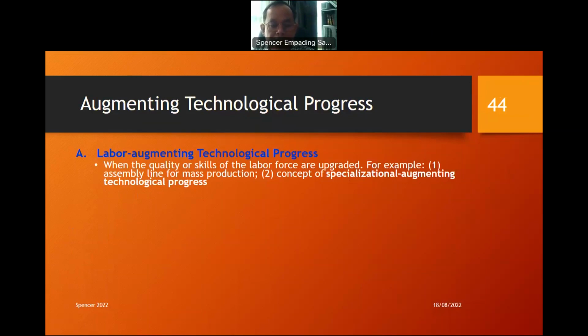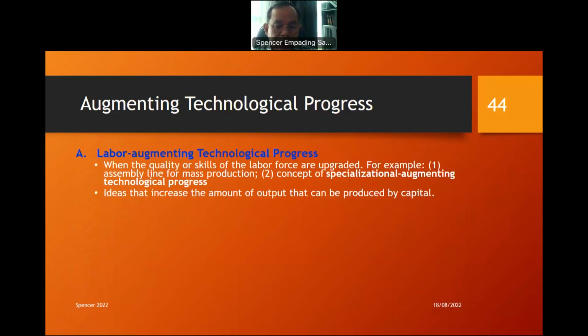Also, the other thing is the concept of specialization. Specialization augmenting technical progress. In other words, this is where each worker is specialized in doing something. So that's one way of augmenting labor in terms of technological progress.